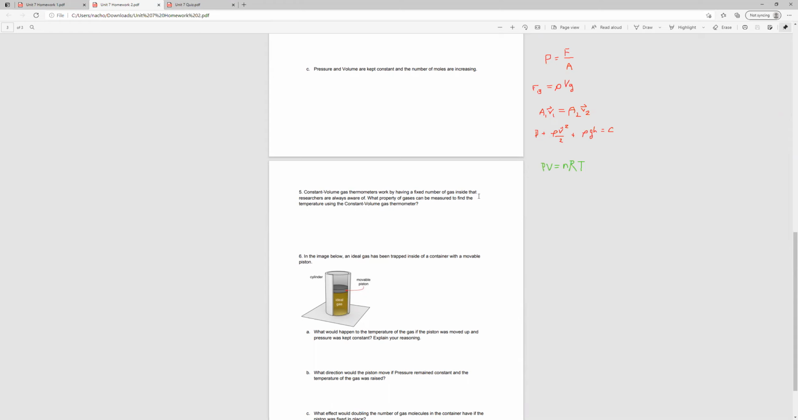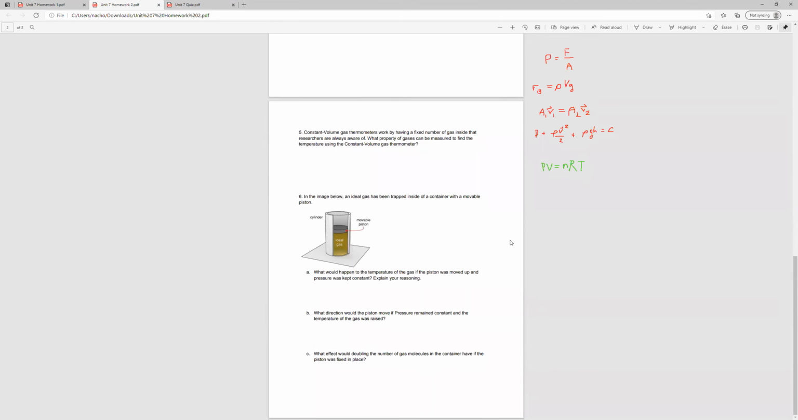In the image below, an ideal gas has been trapped inside of a container with a movable piston, all right? So as you can see, the movable piston moving up and down changes the volume that the gas can occupy. What happened to the temperature of the gas if the piston was moved up and pressure was kept constant? So let's draw this out. If the piston was moved up, that means volume is increasing, all right? And the pressure was kept constant, right? So an ideal gas has been trapped, so therefore n is constant as well. So if volume is going up, then temperature must also be going up, right? Because they're on the opposite sides.